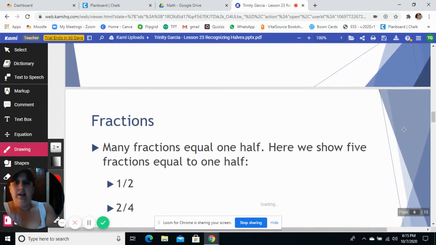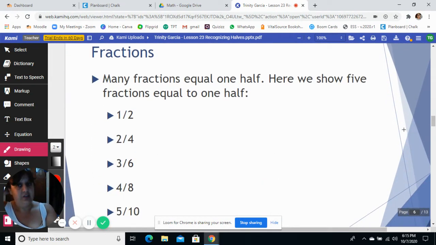All right. I would like you to add this to your notes. Fractions. Many fractions equal 1/2. Here we show 5 fractions equal to 1/2. Now obviously we are used to seeing this first one, 1/2. We know that equals half. If we cut an apple in 2 pieces, we would have 1/2, and another half we would have 2 halves.